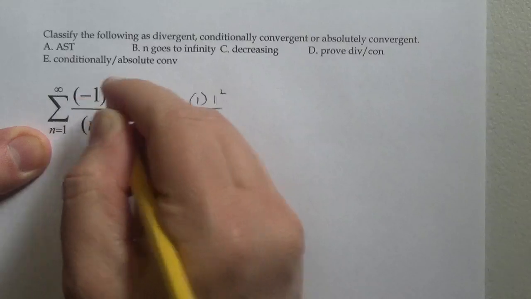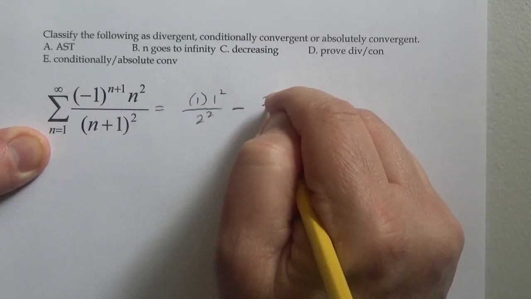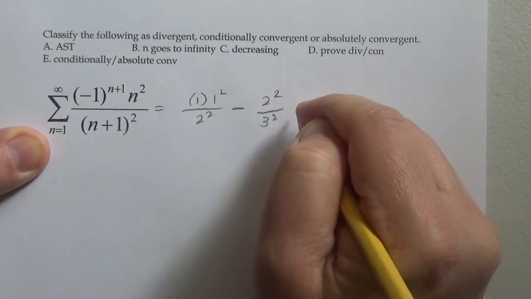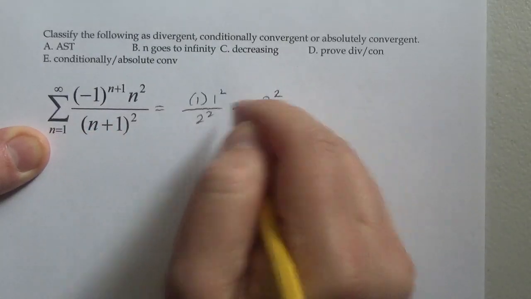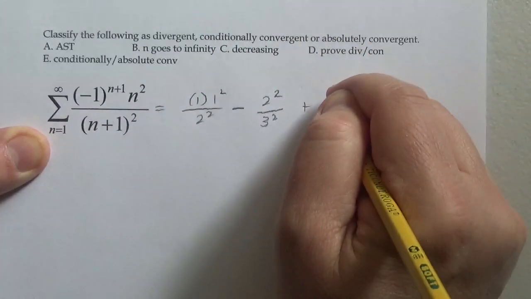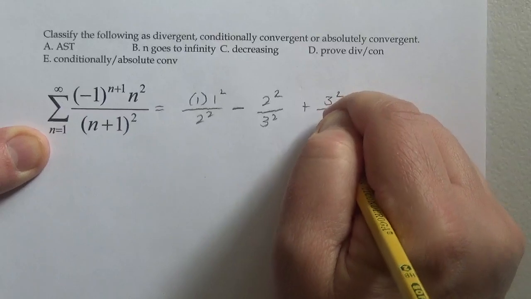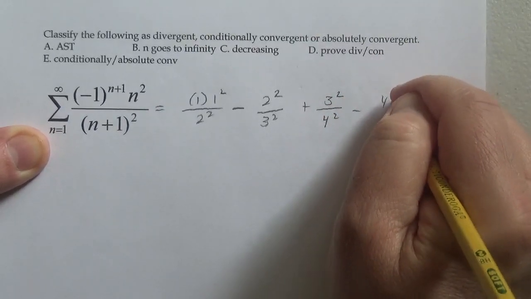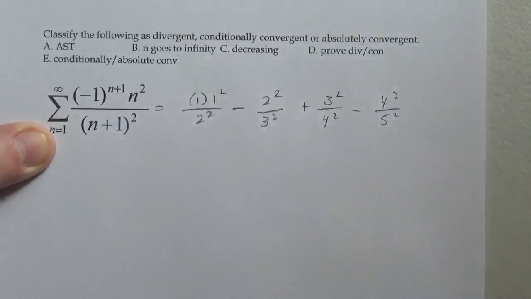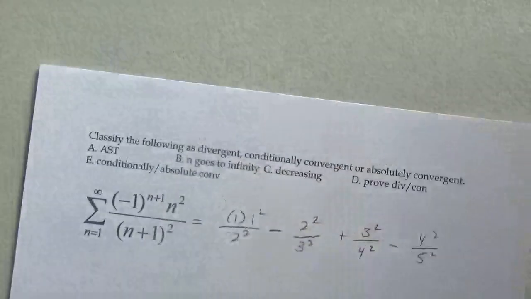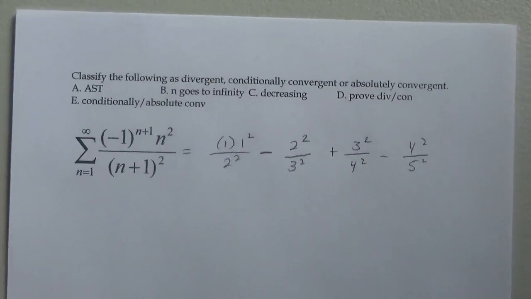If I plug in 2, this is going to be negative 1, so I'll just put a minus there. This is 2 squared over 3 squared. Plug in 2, plug in 3. I get plus 3 squared over 4 squared. Minus 4 squared over 5 squared, dot, dot, dot. Right? So, feels like it's an alternating series situation. So let's now check to make sure what happens as n goes to infinity.